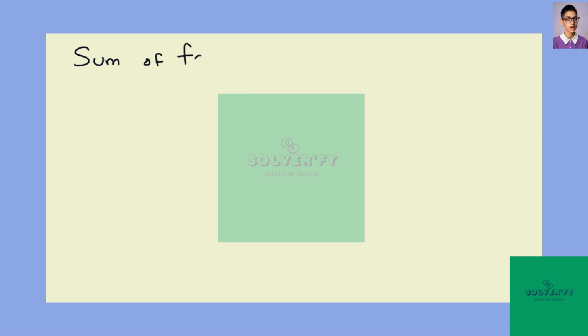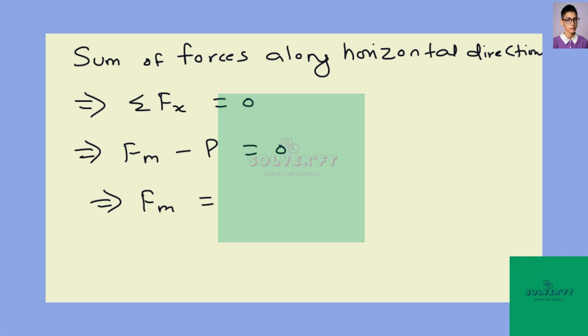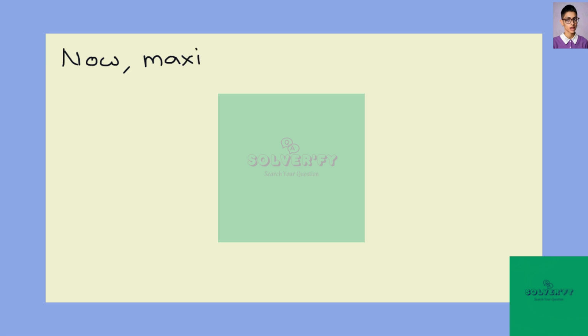Now going further, we will write the value of sum of forces along horizontal direction. So calculating the sum of forces along horizontal direction, we can write Fm minus P is equal to 0 or Fm is equal to P. So putting the value, we get 294.3 Newton. So the value comes as 294.3 Newton.